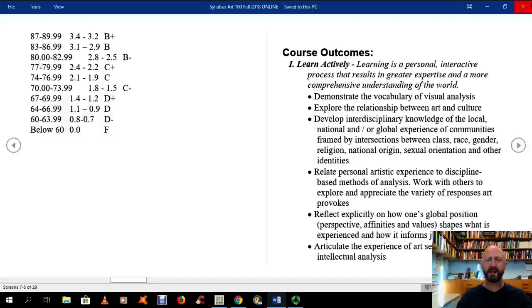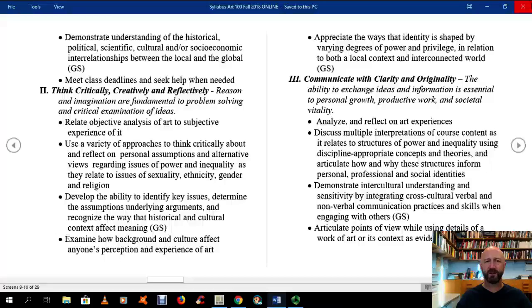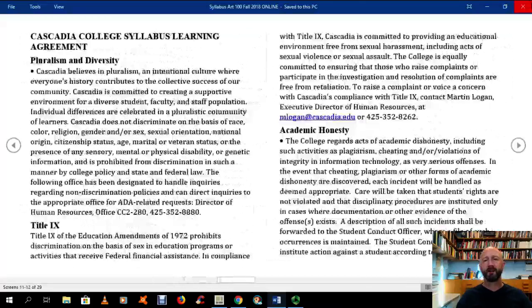Now I'm going to skip past something that's probably familiar to a lot of you if you've been at Cascadia before, which is all our learning outcomes. You look over these on your own. It gives you a much longer, more thorough version of what we're going to try to achieve in this course, right? And I'm going to skip over the Cascadia College Syllabus Learning Agreement, which you can look over on your own.